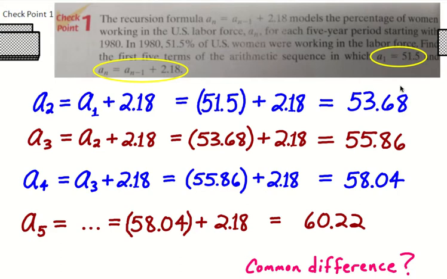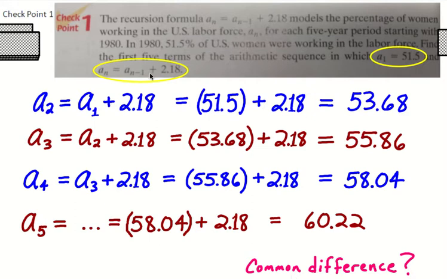Here's the first term. You just add 2.18 to get the next term. Then you just add 2.18 to get the next term. You just keep adding 2.18. So yeah, the common difference, there is one, and it's 2.18.